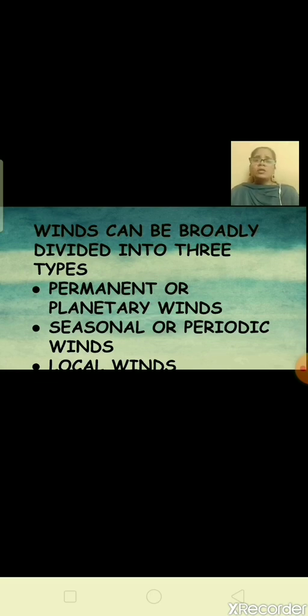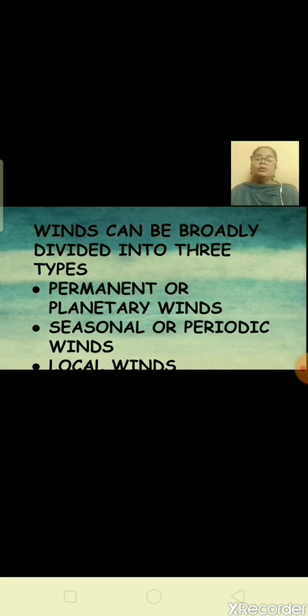They are caused by unequal heating and cooling of the Earth's surface and the localized difference in the atmospheric pressure. The main types of periodic winds are monsoon winds and land and sea breezes. Now children, I am not going into detail on all these different types of periodic winds or planetary winds, as you don't have it in your syllabus for this year.